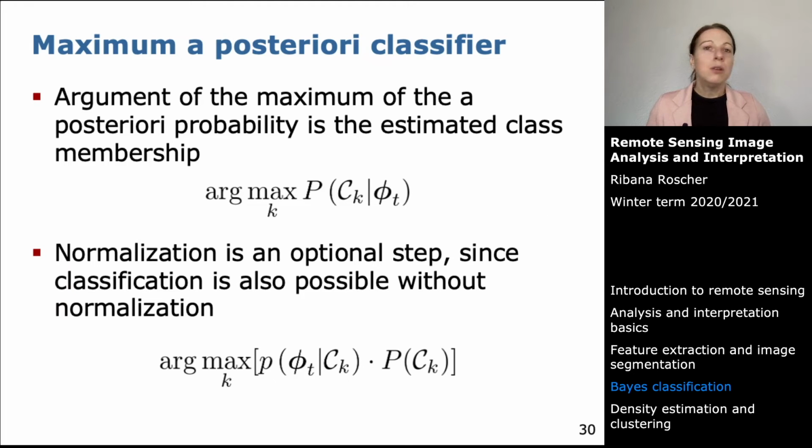And again, you want to make a decision in the end. And for this, you take the argument of the maximum of the a posteriori probability, and this is the estimated class membership. And as I said, the normalization is an optional step, because the decision would not change, but sometimes it's nice to have such a probability.